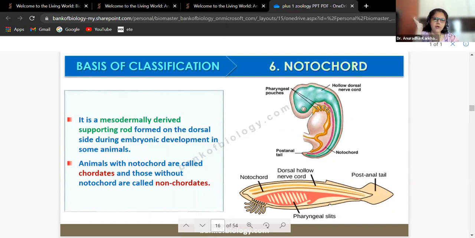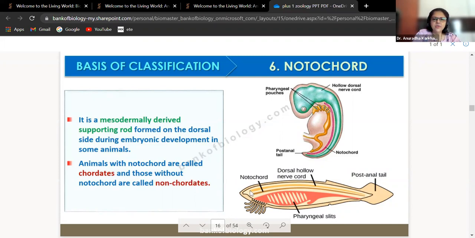The sixth and the last criteria is going to be what? Absence or presence of a notochord. So see, notochord, it is a mesodermally derived supporting rod formed on the dorsal side during embryonic development in some animals. Right? So here you can see hollow dorsal nerve cord. Animals with notochord are called as chordates. And those without the notochord will be called as non-chordates.